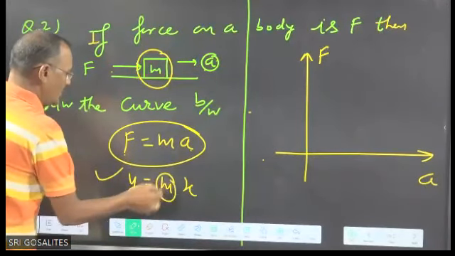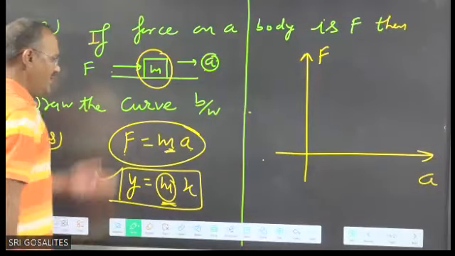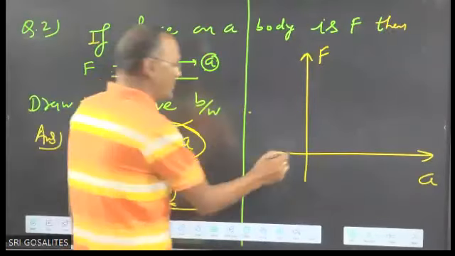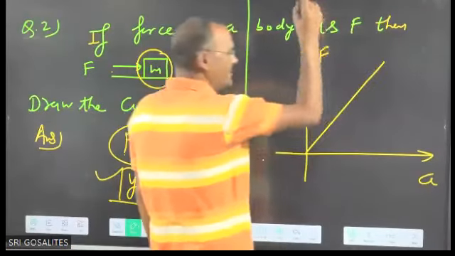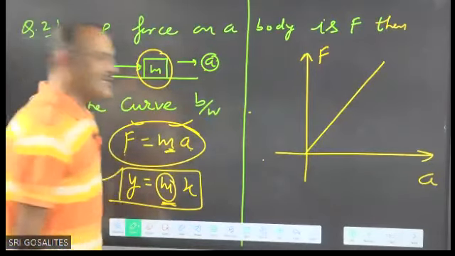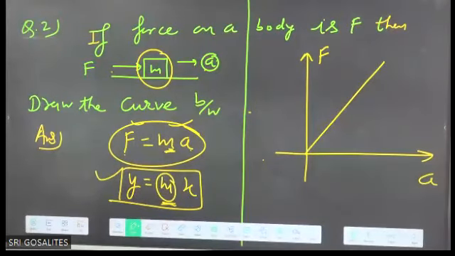Here we generally call it the slope. Here it is mass, so we are just making a comparison. The F and A graph is like y equals mx, so it will be a straight line. Understand? The graph will look like this. Any problem? Copy this, come on. Is that clear to you all? Good.